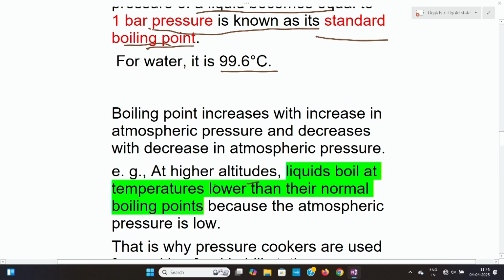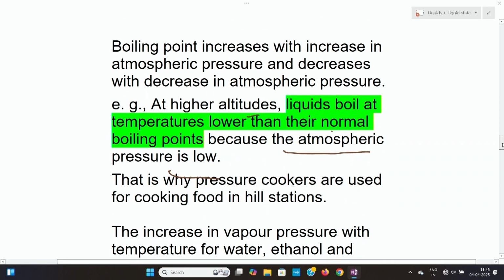At higher altitudes, liquids boil at temperatures lower than their normal boiling points because the atmospheric pressure is low. If the atmospheric pressure is low, the boiling point also will be low. If the atmospheric pressure is high, the boiling point also will be high.